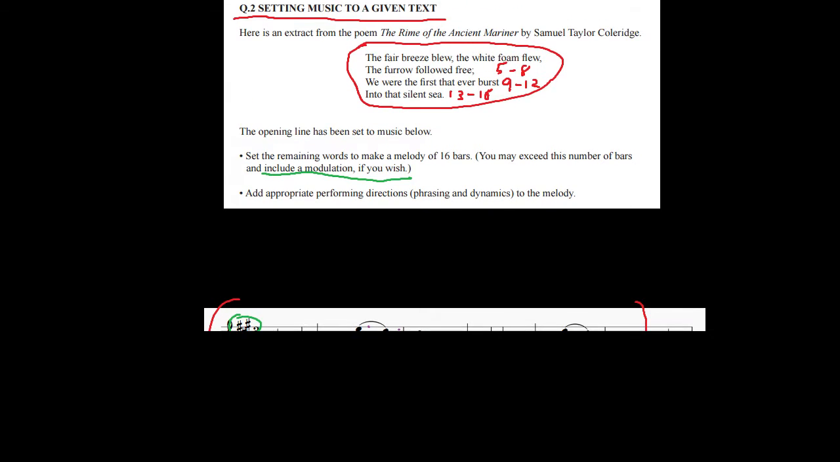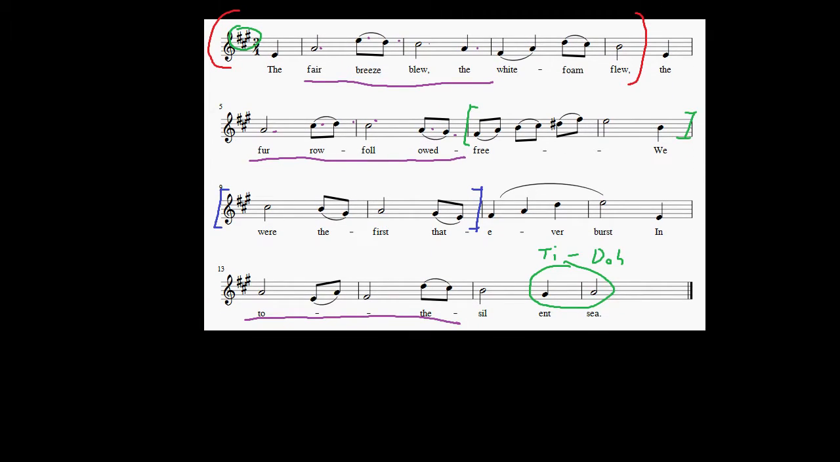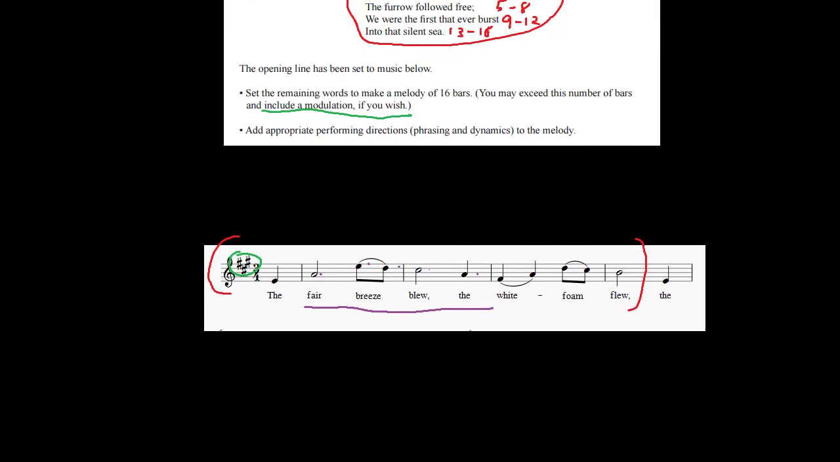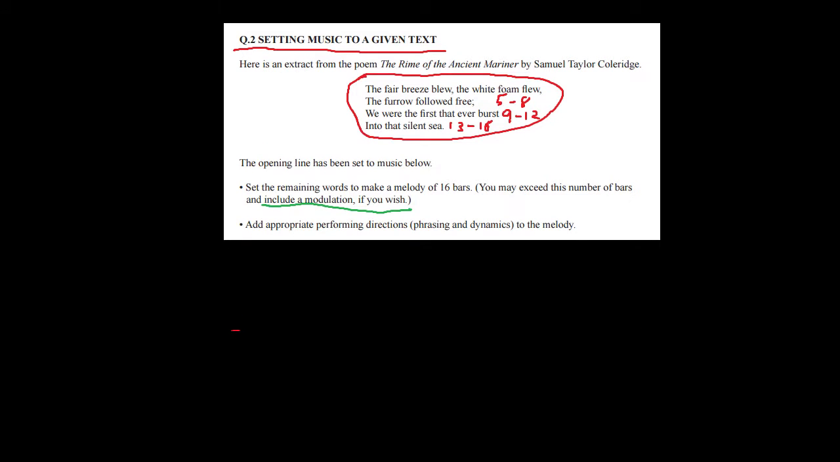Also, you want to have a couple of things that are suitable specifically to writing for voice. One of the main ones is you want to match your music to your words syllabically. So when you get your four lines up here, you're going to want to look at the syllables of the different words. You're going to want to say those 4 lines out loud and really think about which syllables of the words need to be on which strong beats. So: the fair breeze blew, the white foam flew, the furrow followed free.